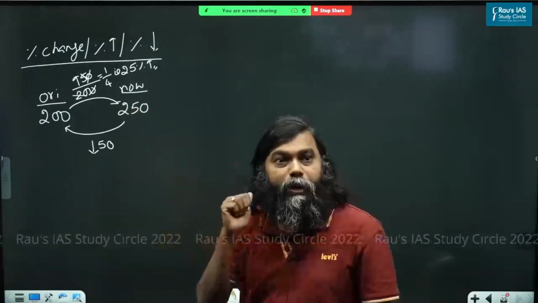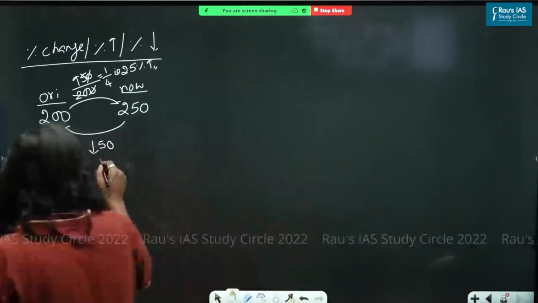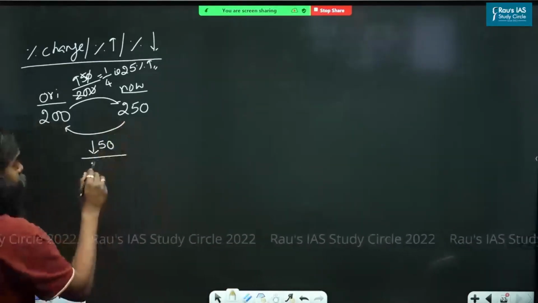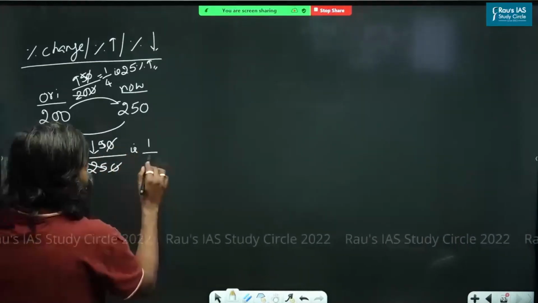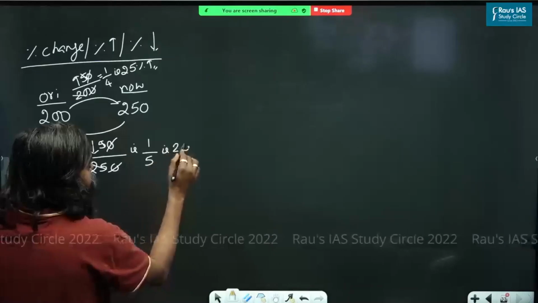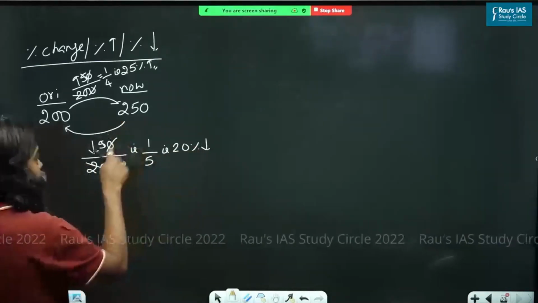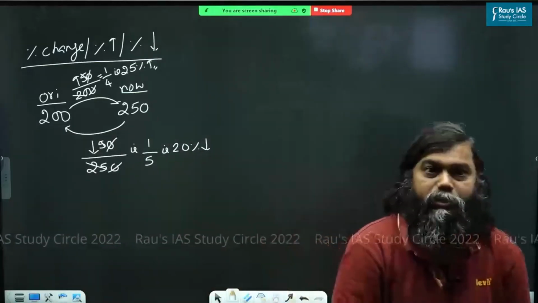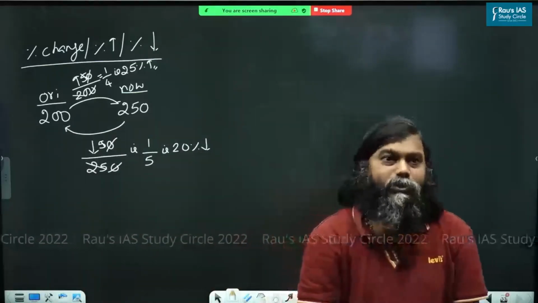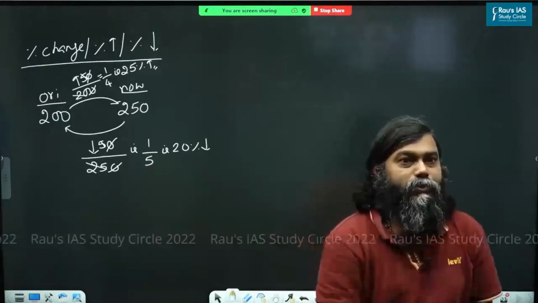No. Why? Because 50 rupees is decreasing from where? 250. So cancelled, that means 1 by 5. So 20% decreasing, because the denominator is changing. Are you understood? This is the procedure. So all are ready now?